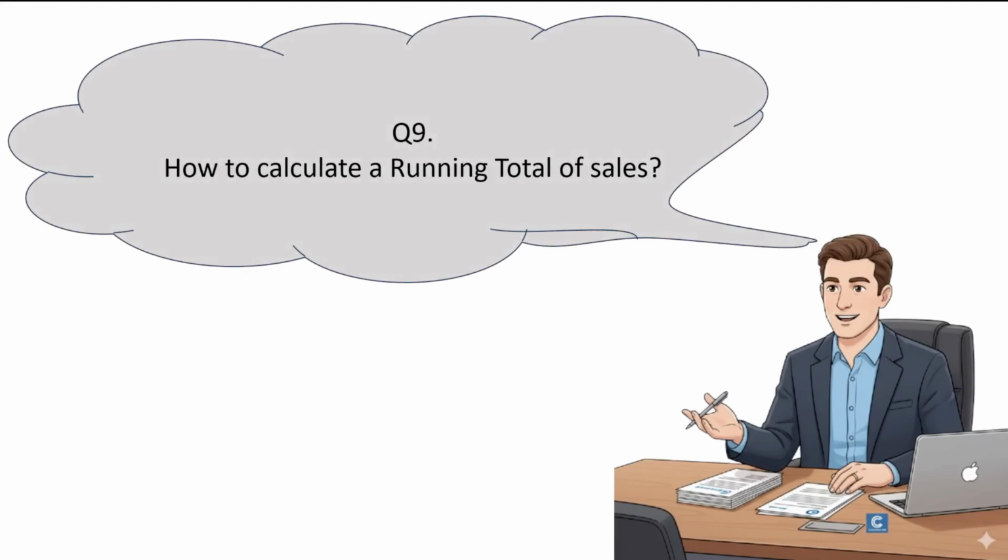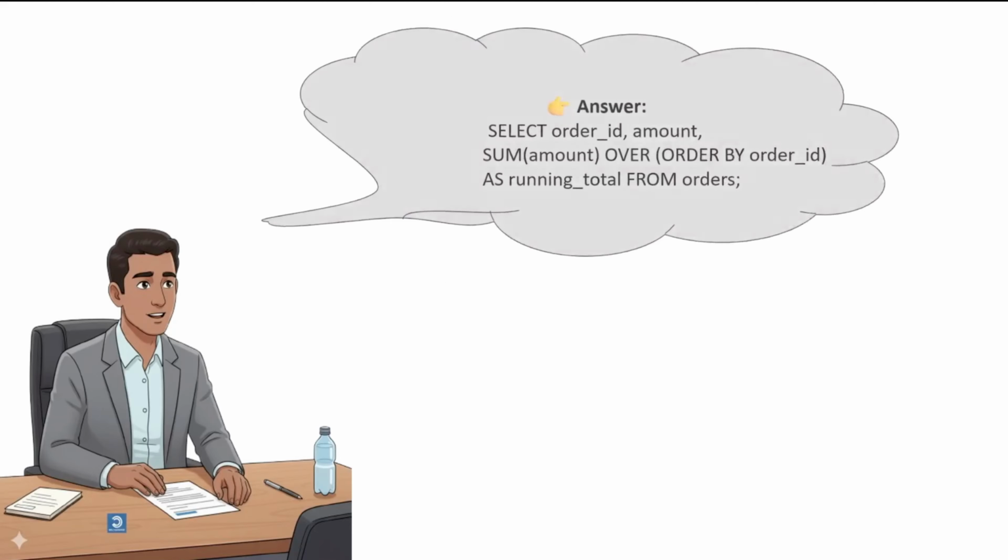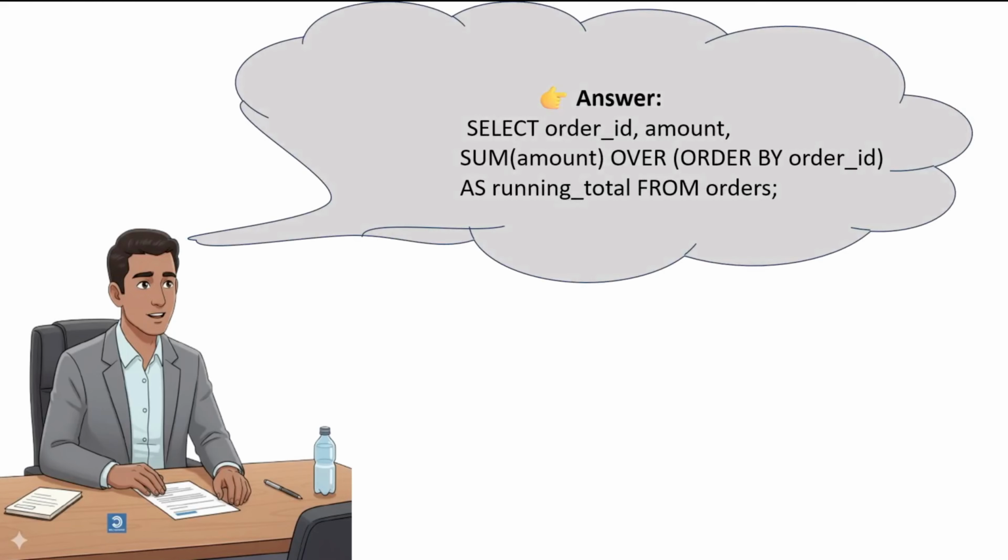Next question is, how to calculate a running total of sales. So your answer is: SELECT order_id, comma, amount, comma, SUM. SUM of amount, OVER. OVER is a window function keyword. ORDER BY order_id AS running_total. Running total is an alias name, FROM orders.